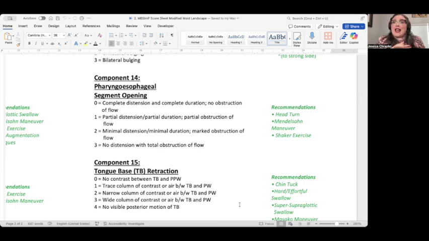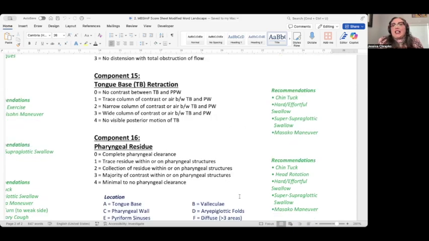How well is that opening to let food come down when you need it to? Is there any obstruction there or too much tension? If so, that could lead to a buildup of residue. Component 15 is tongue base retraction. So the base of your tongue, we want it to be fully compressed against the back of your throat, and we don't want to see any contrast material between your tongue and your pharyngeal wall.